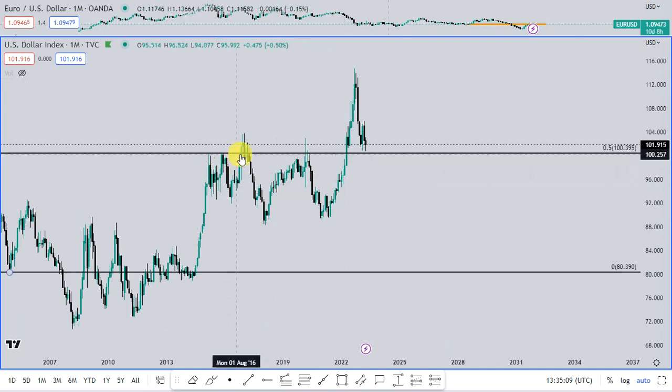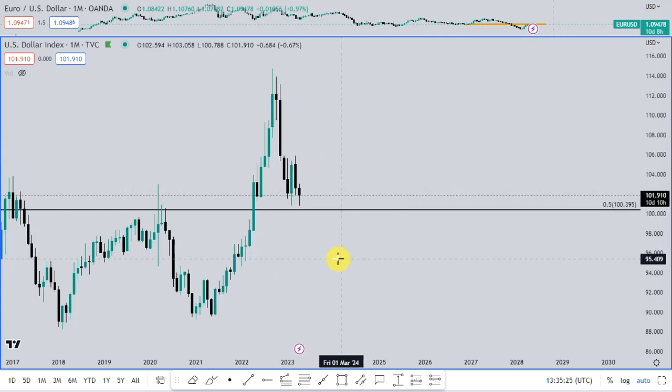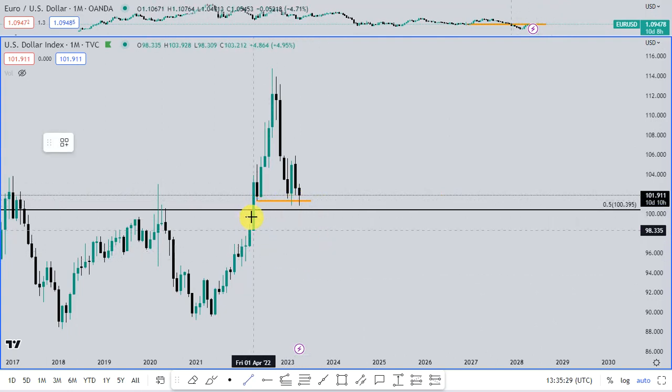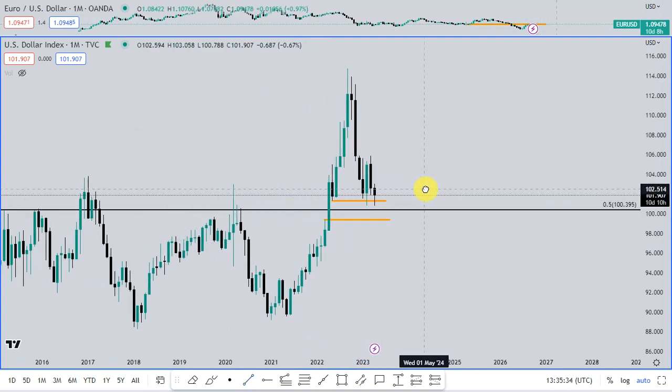As you can see, it was resistance twice. Price deviated above it, came down, deviated, came down. So once it broke it up, it made some inefficiency and a fair value gap on the monthly time frame here. So this is the monthly fair value gap on the US dollar index, as you can see here. And what price has done is it went into this fair value gap and filled some of these inefficiencies.